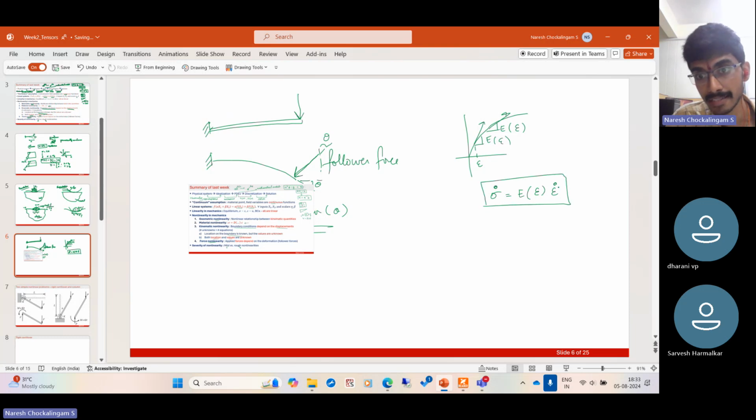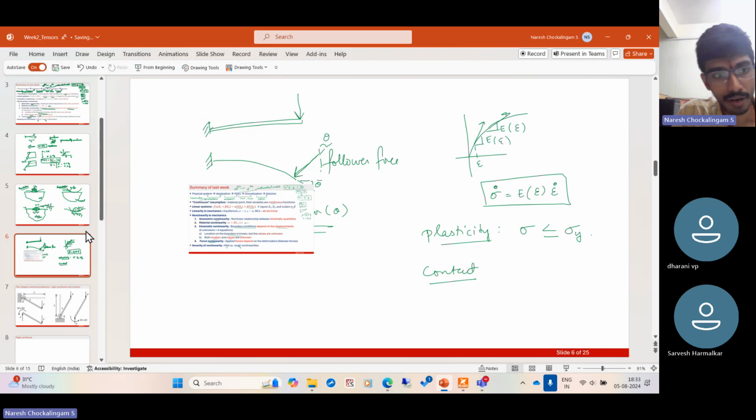This is relatively easier to handle. Right? You just have to integrate. However, if you have conditions like plasticity, where you have an equality or an inequality constraint. So in plasticity, you have an inequality constraint, which is sigma is less than or equal to sigma y always. And you have contact problems where you have this condition.